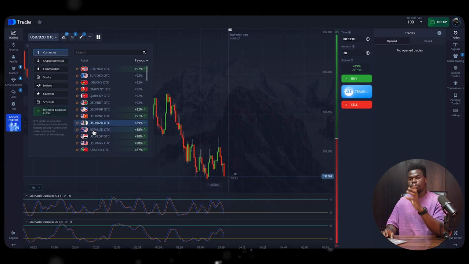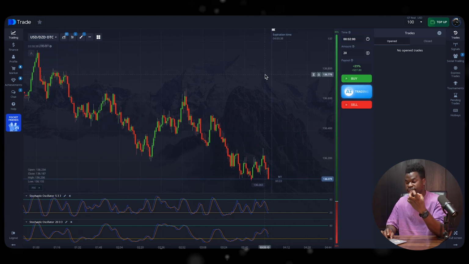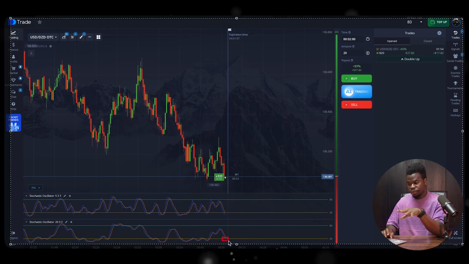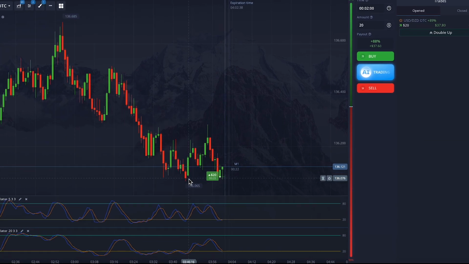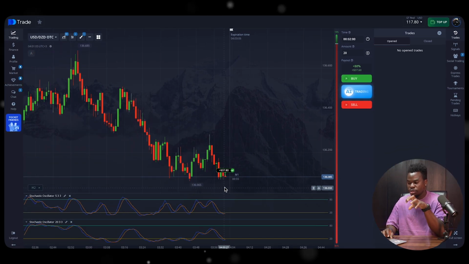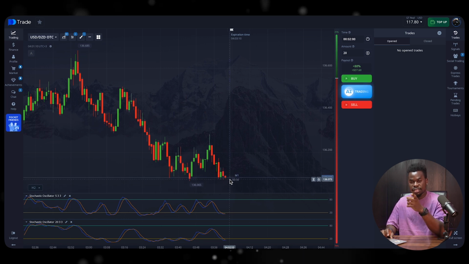Let's get into trading with specific examples. I saw a good signal on the USD/DZD pair and immediately placed an upward trade for 2 minutes. So let's break it down. First, I checked the stochastic indicators, which show an upward move, and also noticed a support level the price had previously bounced from. So the trade was a bit nerve-wracking, but it closed in profit, guys. The balance is now at $117.